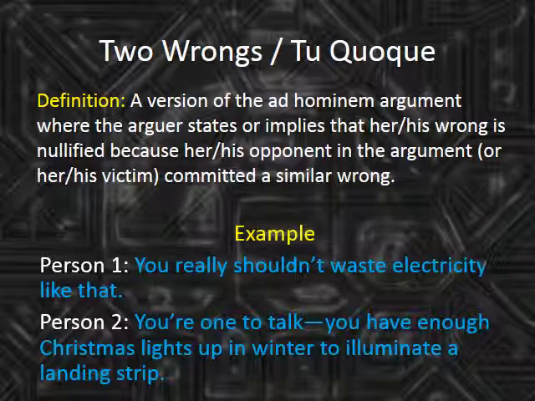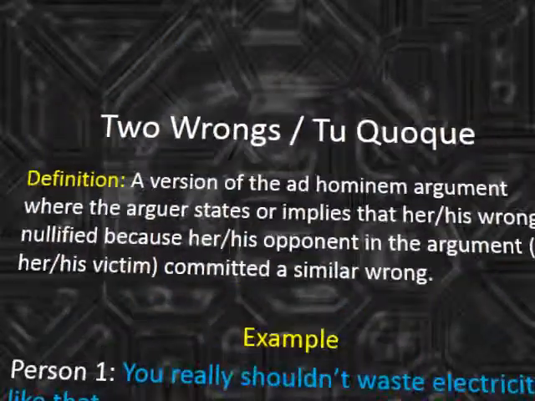For example, suppose that person 1 says, "You really shouldn't waste electricity," and person 2 responds, "You're one to talk. You have enough Christmas lights up in winter to illuminate a landing strip." This is a fallacy of relevance because even if person 2 wastes electricity and is being hypocritical in telling person 1 not to, that doesn't mean that it's morally right for person 1 to waste electricity.